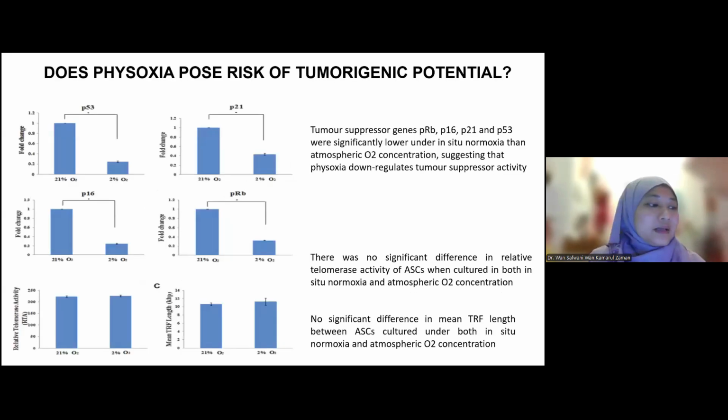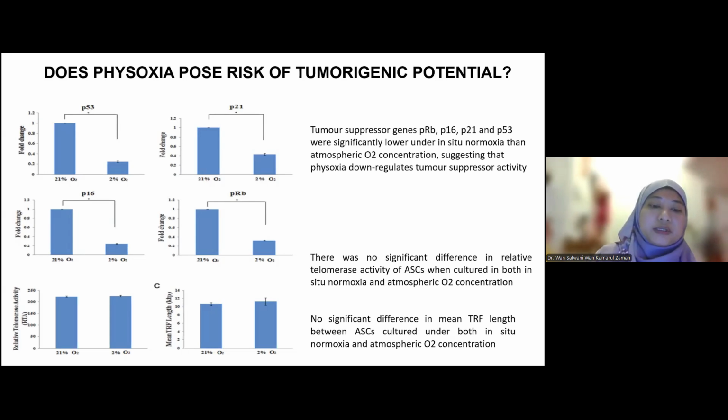Right, so I think the next question that people might ask is whether physoxia, or the low oxygen level, poses risk in terms of tumorigenic potential. But as you can see from the gene expression of these tumor suppressor genes, the P16, P21, and P53, there seems to be no significant change, with low expression of these genes under 2% oxygen when we test it.